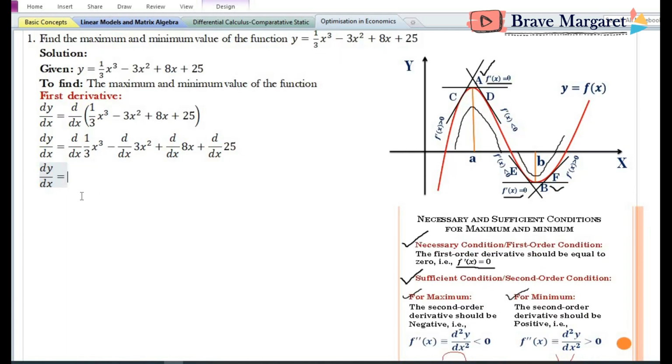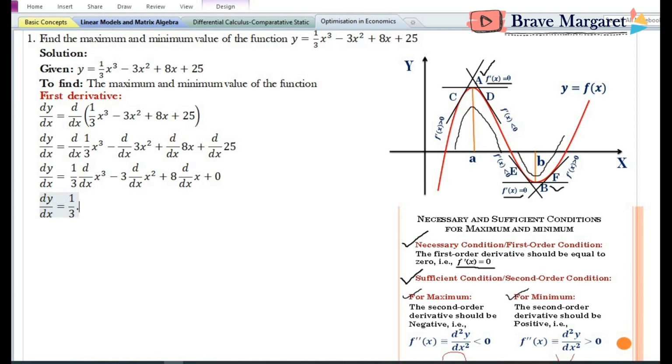Using the constant times a function rule, the derivative with respect to x of 1/3 x cubed is equal to 1/3 times the derivative with respect to x of x cubed, minus, again using the constant times a function rule, the derivative with respect to x of 3x squared is equal to 3 times the derivative with respect to x of x squared, plus, again using the constant times a function rule, the derivative with respect to x of 8x is equal to 8 times the derivative with respect to x of x, plus the derivative with respect to x of constant 25 is equal to 0.